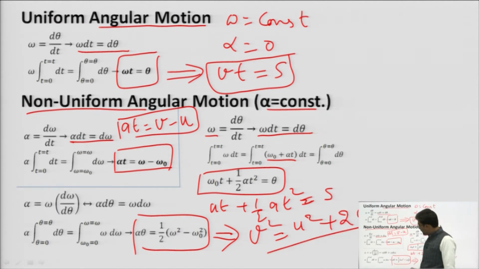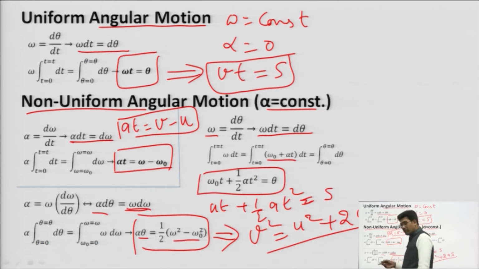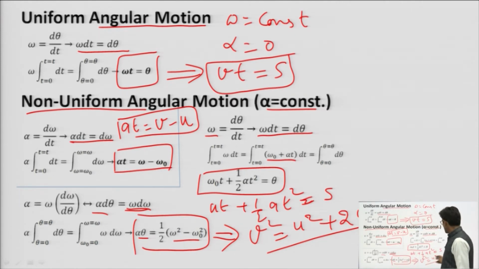How has it been derived? By taking alpha is equal to omega into d omega by d theta. Therefore, alpha into d theta equals omega into d omega. Now integrate both sides in proper limits. Theta goes from 0 to theta, and we will get alpha into theta. Integrating the right-hand side from omega naught to omega, we will get half of this. So we will get another equation of motion, and by comparing you get this.